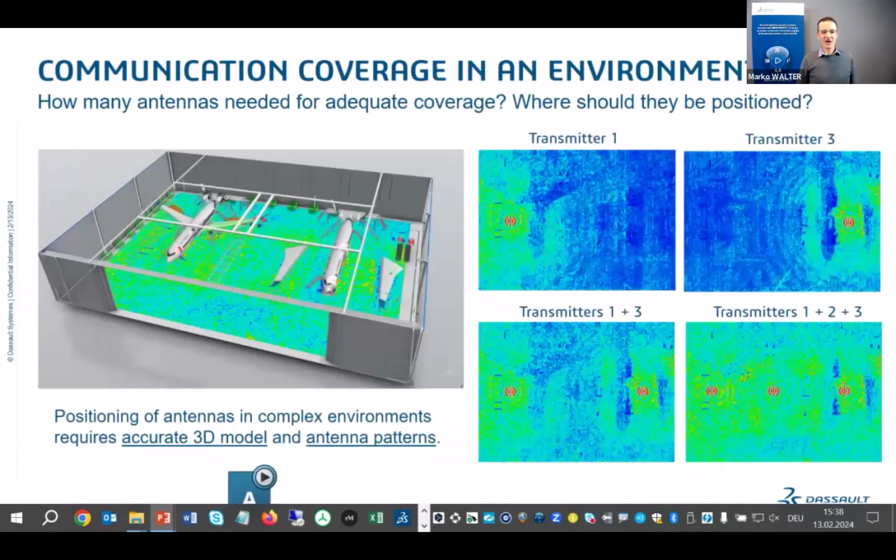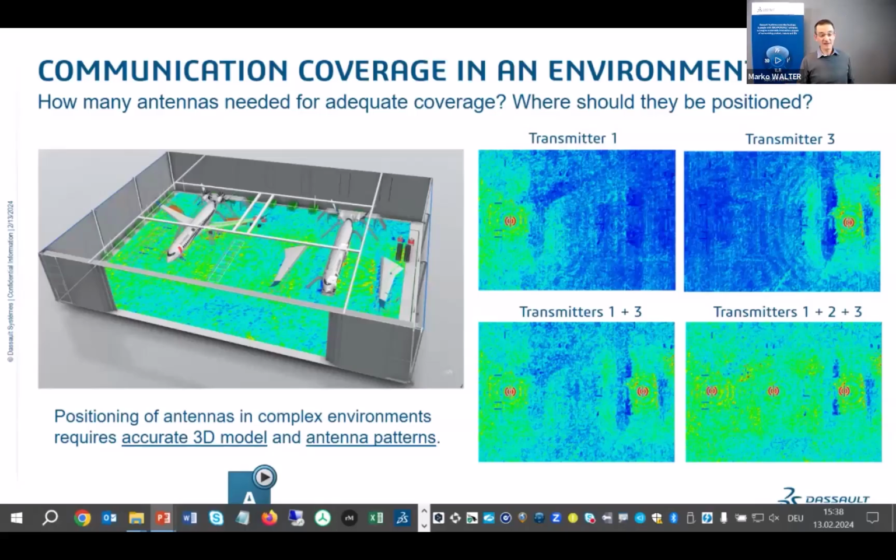So those are antennas in a large environment. Now we get to a very large environment. And here again, this is strictly speaking not an antenna design problem, but it influences antenna design, so we should talk about it. In an environment like this, an aircraft hangar with some aircraft and various other bits of equipment in it, we need to understand how many antennas are needed to provide adequate coverage. Where should they be positioned? What types of antennas should they be? What should their scanning range be, et cetera.